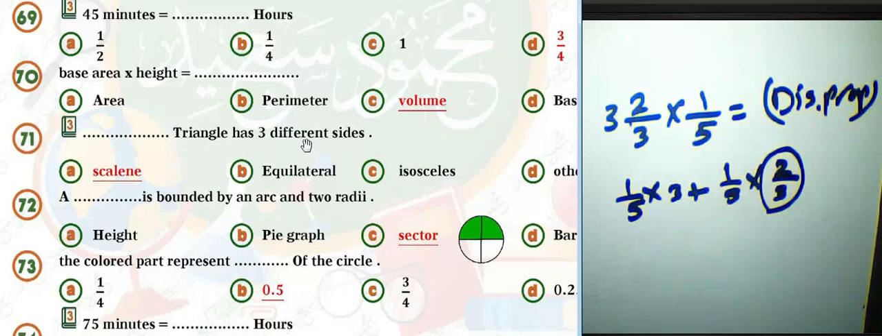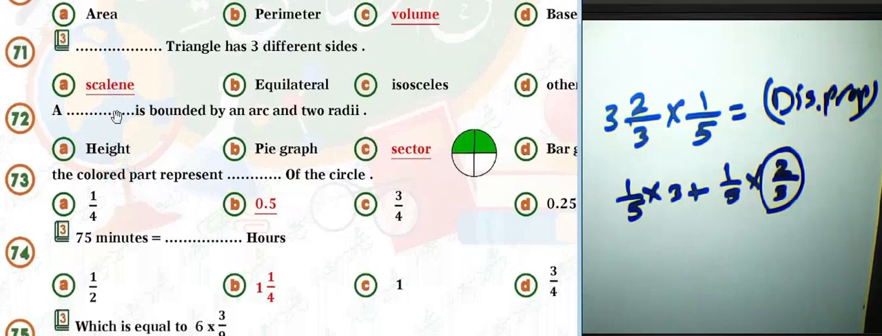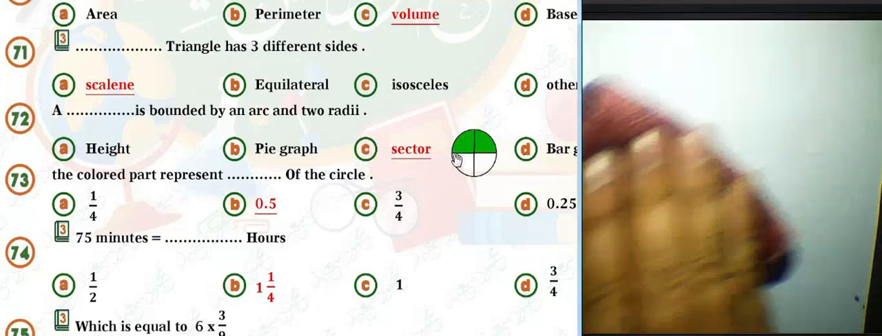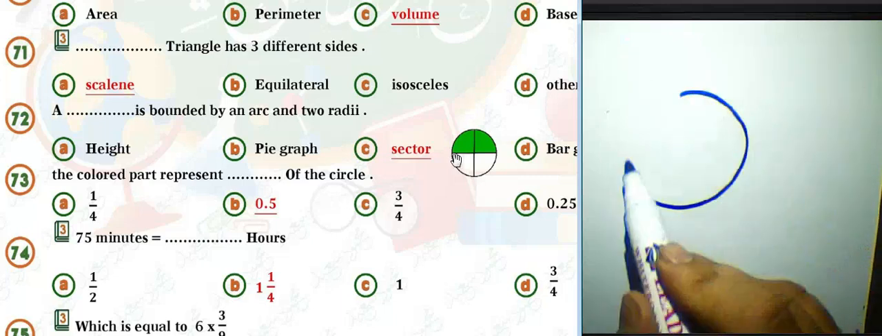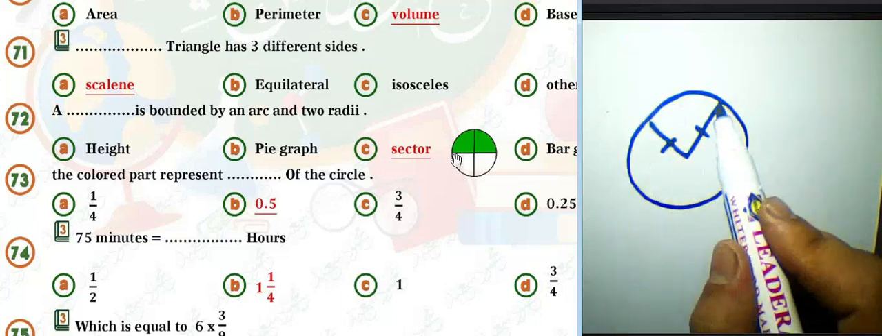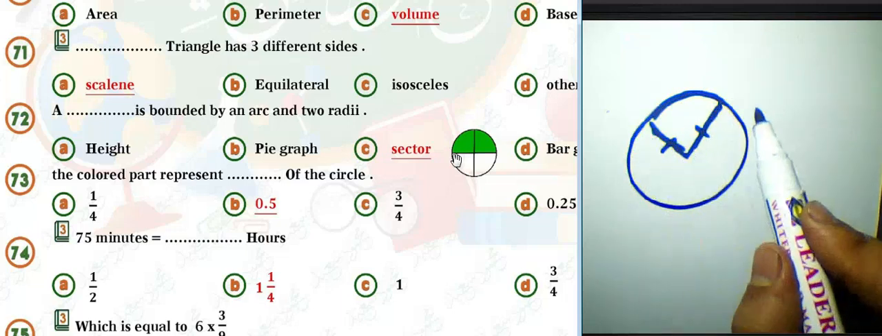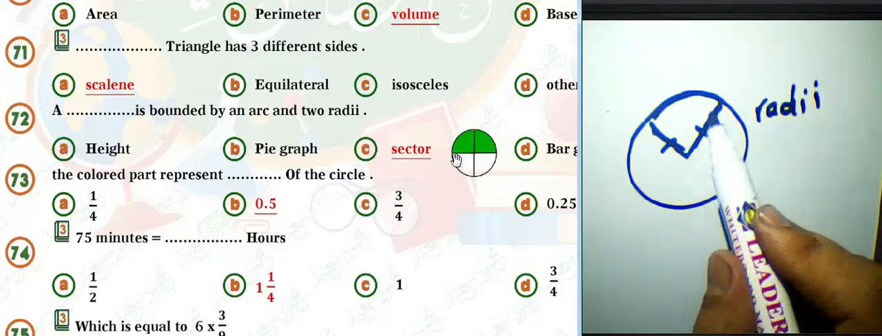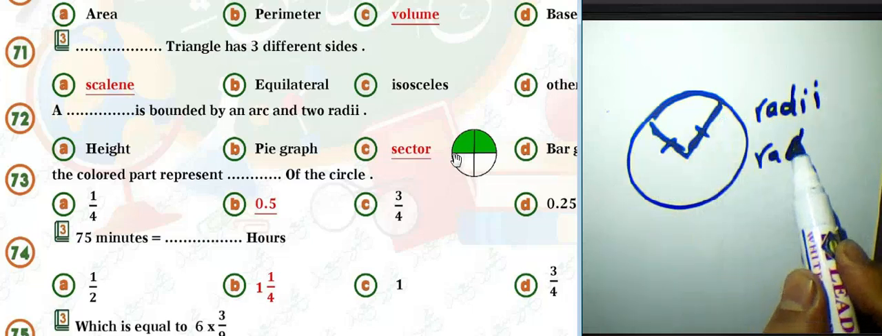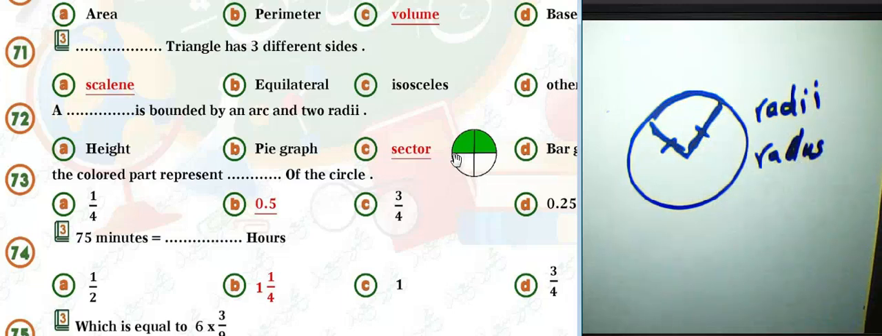Okay, a triangle that has 3 different sides is called scalene. A shape bounded by an arc and 2 radii is called a sector. A sector is bounded by an arc and 2 radii of a circle. We call this radii. So the sector lies between 2 radii and the arc. This side we call radius, and we have 2 radii here, we call them radii.